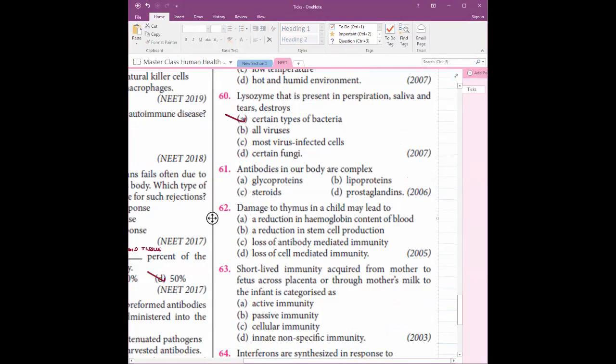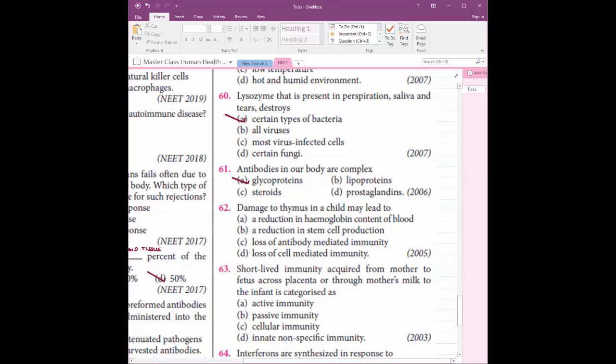Antibodies in our body are complex glycoproteins, lipoproteins, steroids, and prostaglandins. Best, very nice. Okay, Viva has given me the right answer. It is glycoproteins. Very important, guys. Always keep this in mind. Glycoproteins. Where do we see lipoproteins, guys?